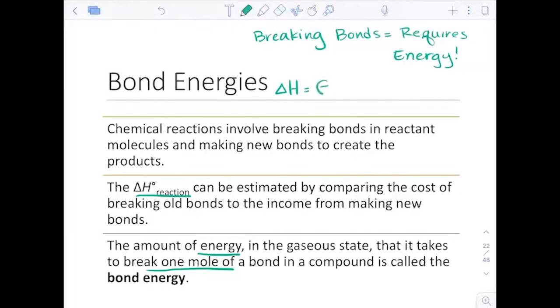And if we know delta H is negative, that's exothermic. This is old material that's still important. If delta H is positive, that is endothermic.